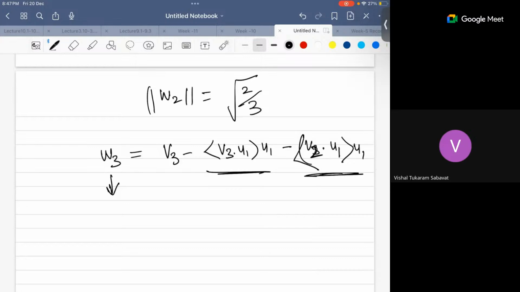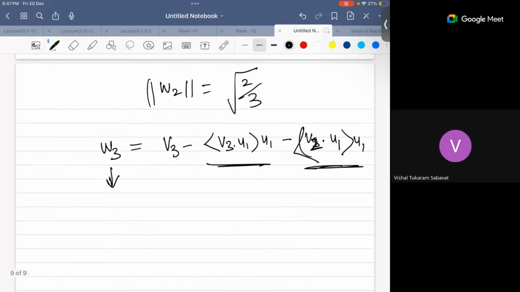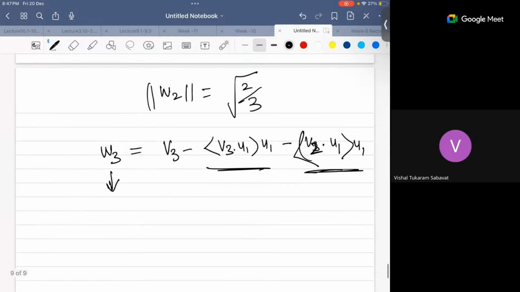Sir, there was this rule also, right? The inner product should be zero for all these terms we have found till now. No, it will not be zero always, right? Why should it be zero always? I thought this was one of its concepts. No, this vector V3 is not perpendicular to U1, right?